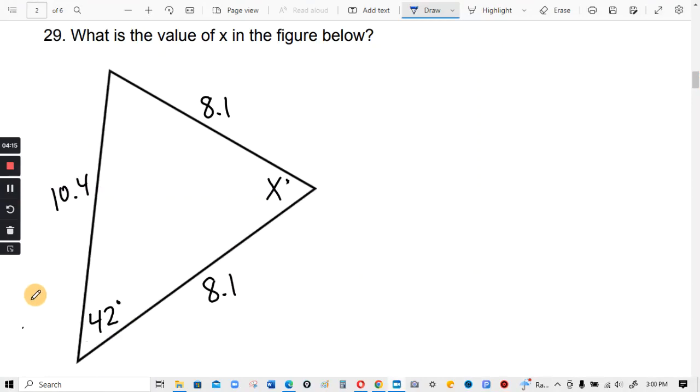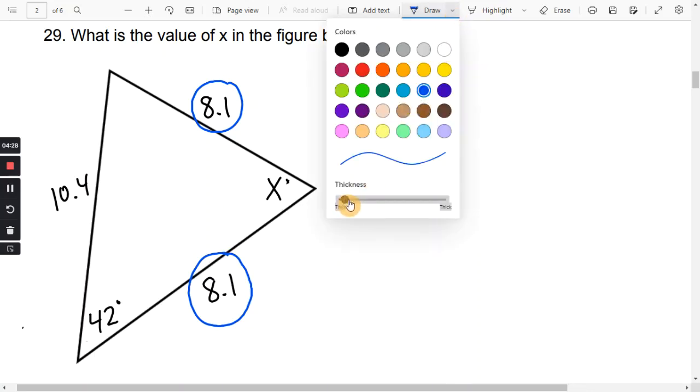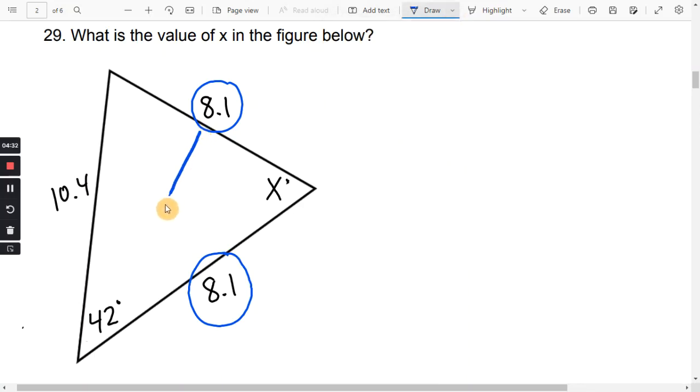Number 29, solve for x. Notice we have two congruent sides. The 8.1 matches the 8.1. For any given triangle, congruent sides also have congruent angles. So you just go across from side to angle. And that's 42. Across the same congruent side to the angle. If this is 42, then that angle is also 42.